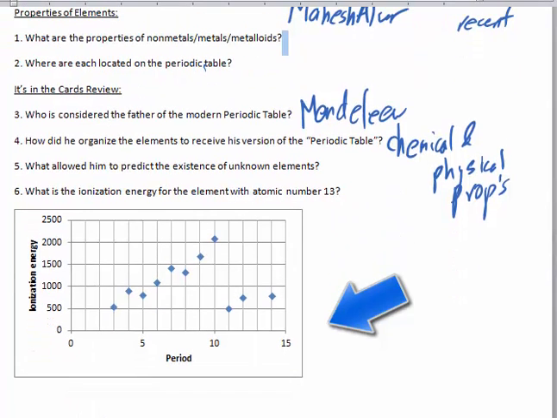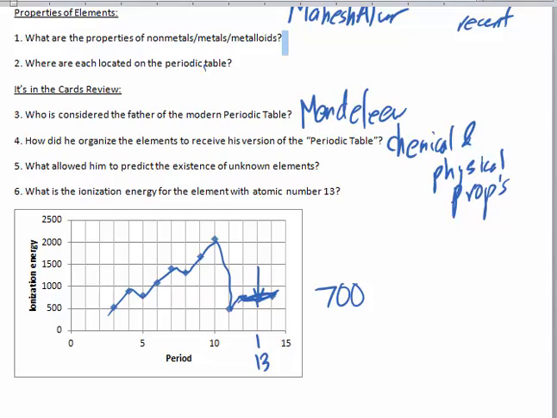What is the ionization energy for the element with atomic number 13? So you look at this graph, and you notice that 13 here is missing. So what you do is, you notice the pattern that is developing here. Even if you just drew a straight line across here, any number around here would be just fine. So you draw that across, and that's maybe around 700. And there should be units, except that this activity didn't give us the units of the ionization energy, so it doesn't matter. But in general, you would write the units here.